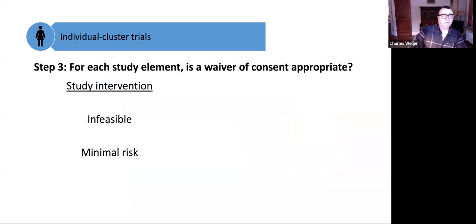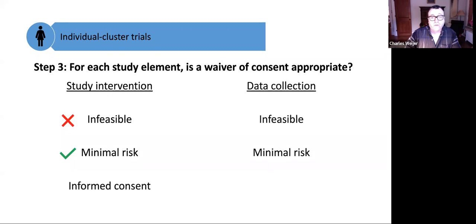So for each of these study interventions, was a waiver of consent appropriate? Well, it turns out that considerations of informed consent are very, very similar in individual cluster trials compared with patient randomized trials. Patient randomized trials rarely meet the conditions for a waiver of consent. And the same is true for cluster trials of individual level interventions. Generally speaking, the administration of an individual level intervention involves an encounter between the health professional and the patient. And consequently, it's typically feasible to ask for informed consent for both the study intervention and data collection at that time.